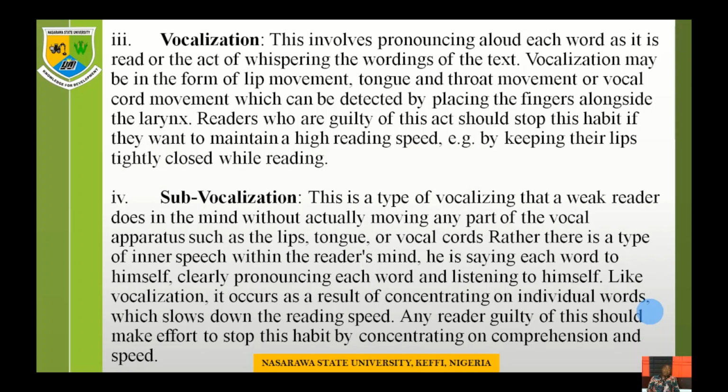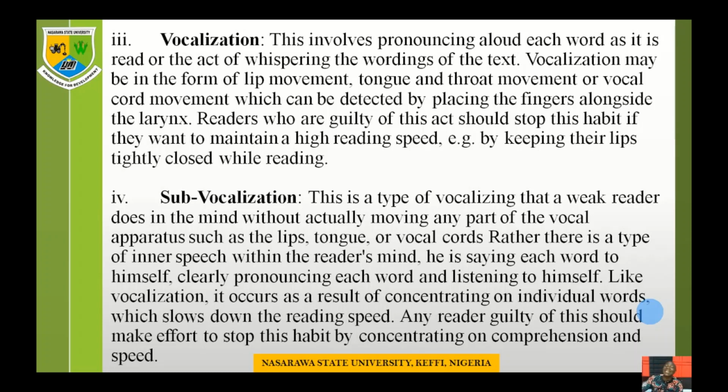The other one, which is number four, is sub-vocalization. It's an aspect of vocalization. The difference between this type of vocalization and the previous one is that in vocalization, people see the movement of your organs of speech. But in sub-vocalization, nobody is seeing the movement of your vocal apparatus, such as the lips, the tongue, the vocal cords. Rather, there is an inner speech within the reader's mind.